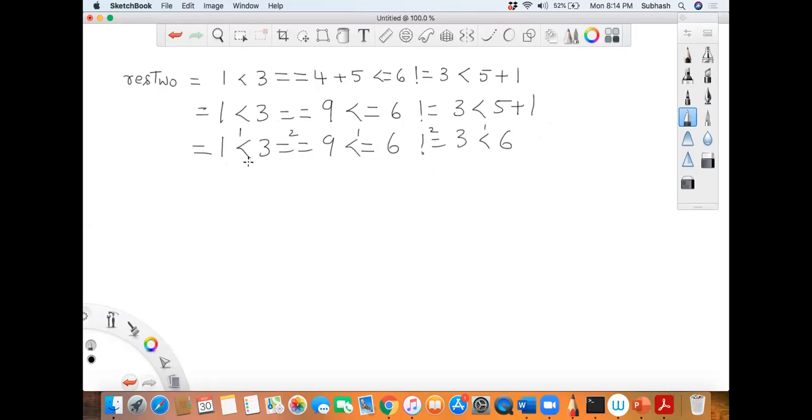So shall we solve this, guys? Is that okay? Now tell me, Firasat, how much is 1 less than 3?